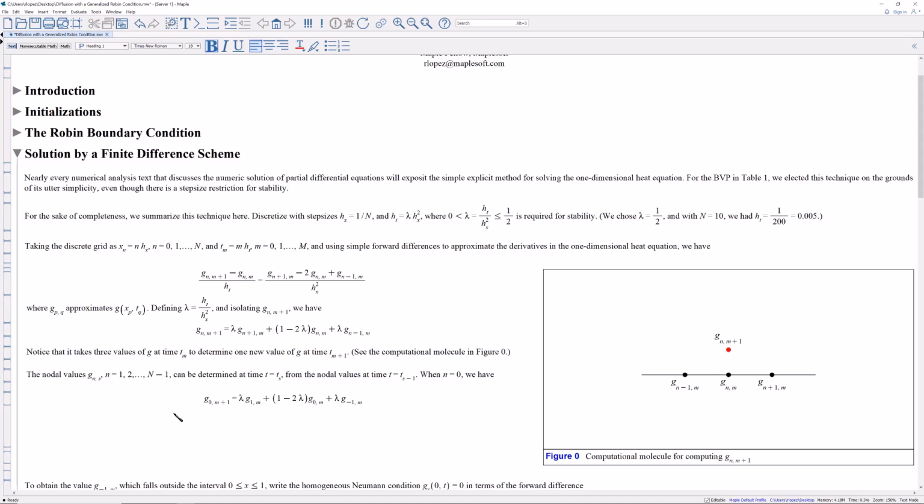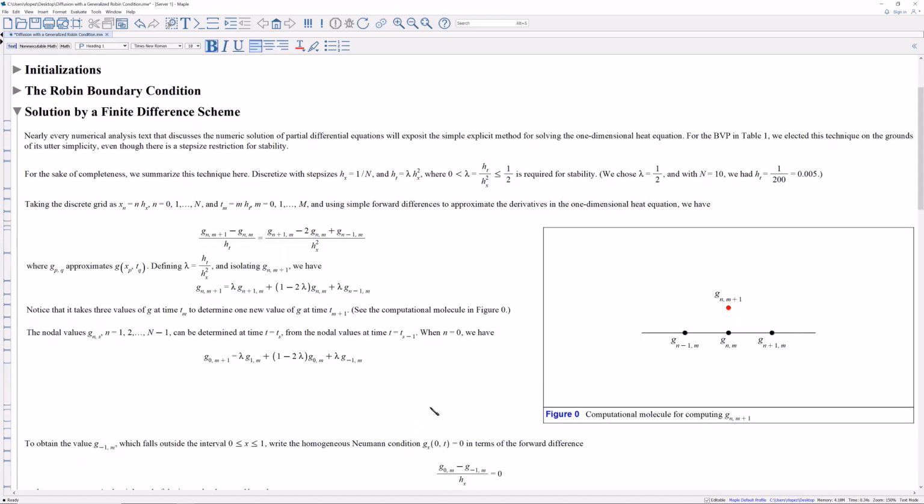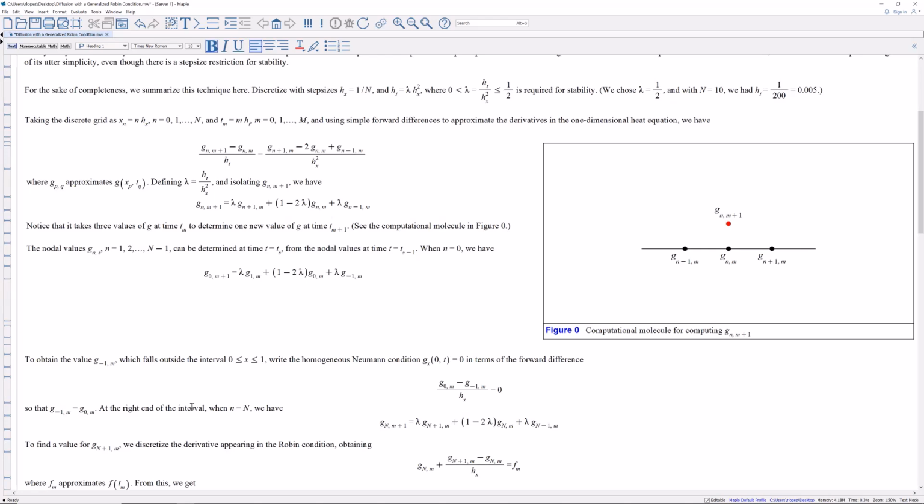So at the left, when n is 0, you're looking at this where the counter n is at 0. You need a value to the left of that, which is what this symbol represents. So look at the homogeneous Neumann condition on the left. You need the derivative set equal to 0. So a simple derivative in the x direction at time m is homogeneous, so that's equal to 0. That says these two terms are equal. The value outside the left edge is equal to the value at the left edge.